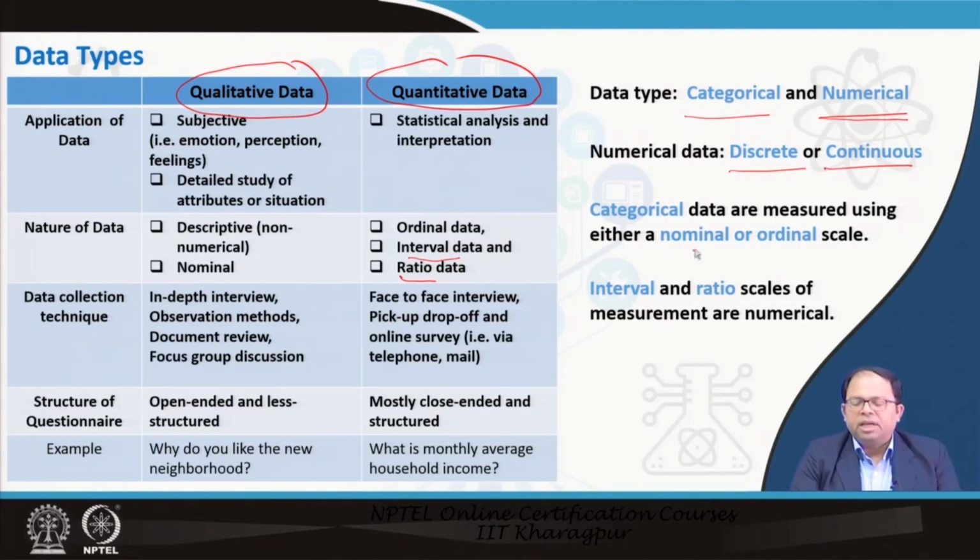Categorical data are measured using either nominal or ordinal scale, whereas interval and ratio scales are used for measuring numerical data. So these are the different data types that we can use in our surveys.